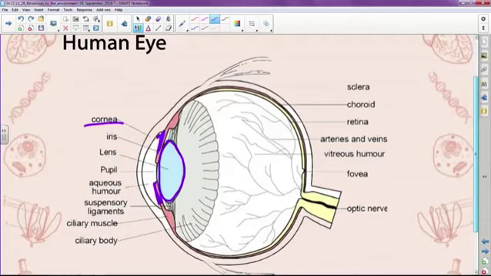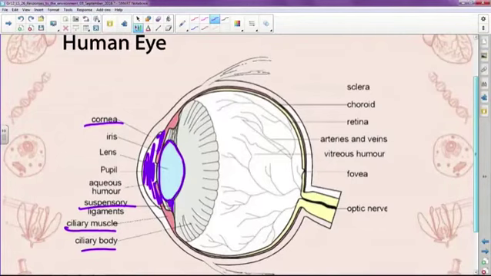You get a bulgy edge over here, if you see me coloring it in, it will color in the same time that I'm talking. That bulgy part is called aqueous humor. It's filled with a liquid. You have your suspensory ligaments, which hold your lens in place. You have your ciliary muscles, which control what happens when it comes to your lens. You get your ciliary body. At the back of the eye, you get your sclera, which is the back part of the eye.